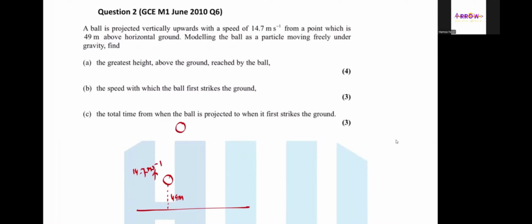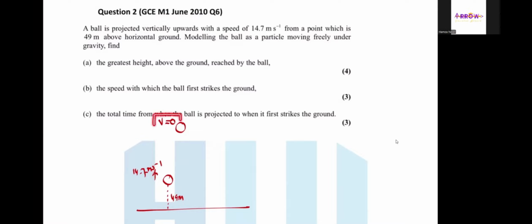So at the greatest height, the velocity will be equal to 0, because after this the ball will change the path of its motion and it will start to come towards the ground. So after this point, velocity will become negative. When the ball will change the path of its motion, velocity will become negative. When the ball is going upwards, velocity will be positive.